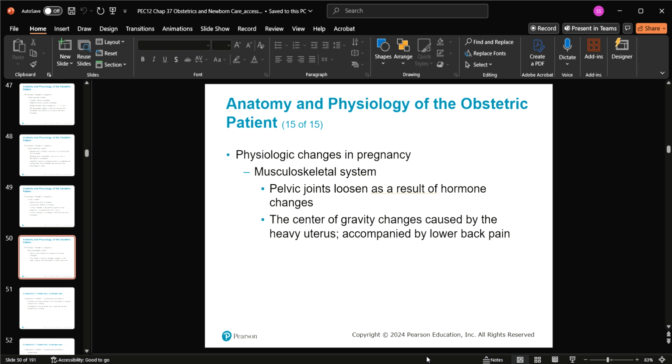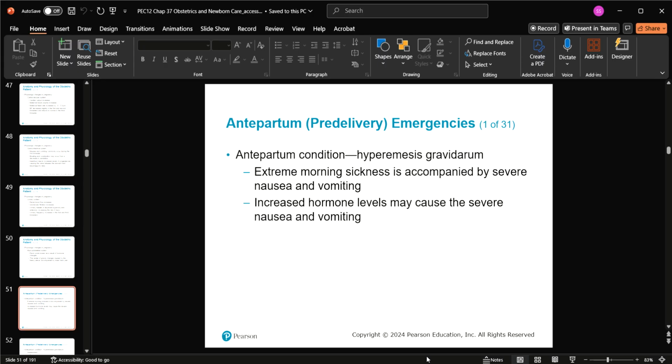Some unfortunate aspects here are that the pelvic joints loosen, and actually all joints loosen a little bit, so that it's easier for the child to pass through the birth canal. I talked about this in a previous lecture: hyperemesis gravidarum. Hyper meaning accelerated or higher, emesis meaning vomiting, gravidarum meaning pregnancy. So they are vomiting more and more often while pregnant. This is typically just called morning sickness.